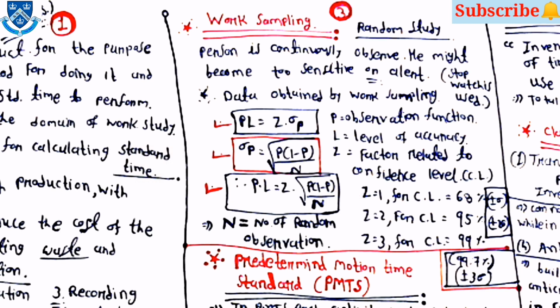Then Z is equal to 1 for CL equal to 68%, or plus or minus 1 sigma. Then Z equal to 2 for CL equal to 95%, or plus or minus 2 sigma. Then Z equal to 3 for CL equal to 99.7%, or plus or minus 3 sigma.